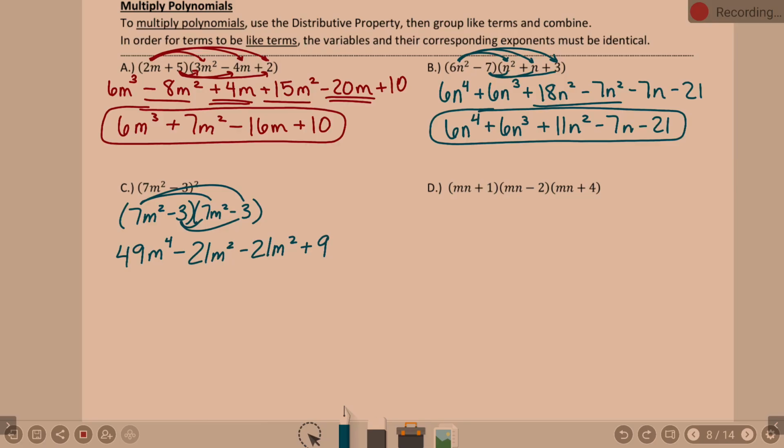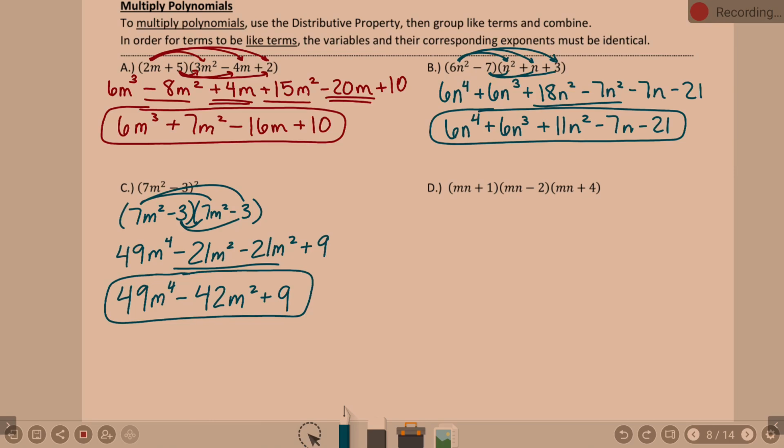What happens with those middle terms? They cancel out. Do they? Actually, really not. Fair answer. Well, they're both negatives, so they're not opposite signs, right? We want them to cancel, but they don't. So put them together. So 49m to the 4th carries on. Negative 21m squared and negative 21m squared is going to be minus 42m squared and then plus 9. So beware. The common mistake there is to just square the pieces and do it that way.